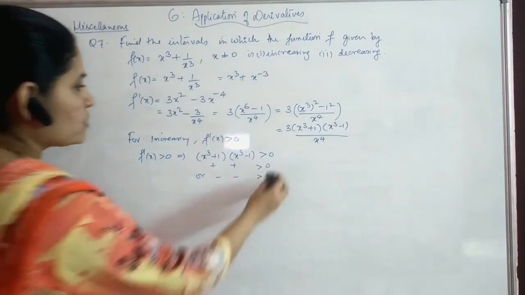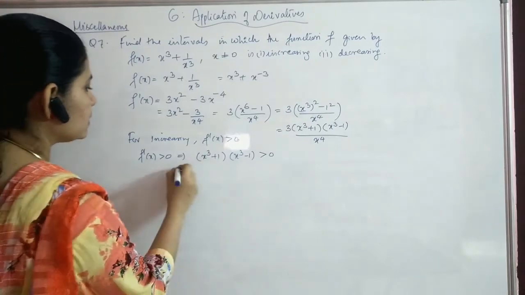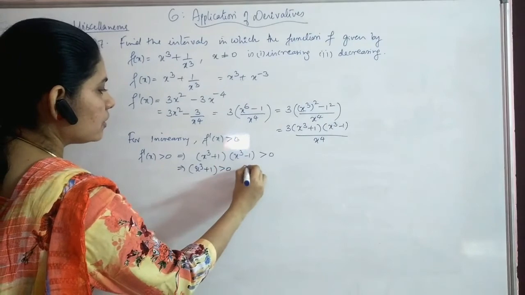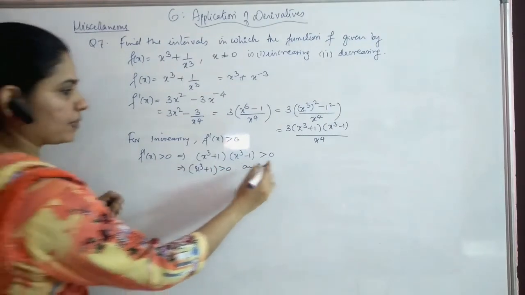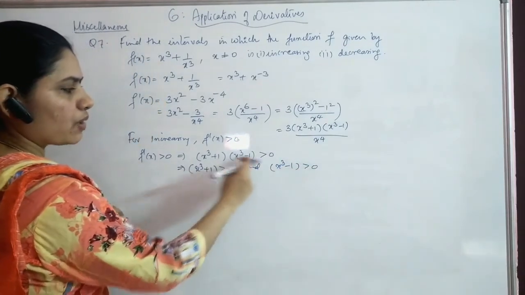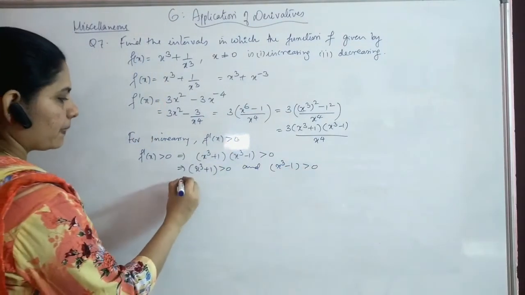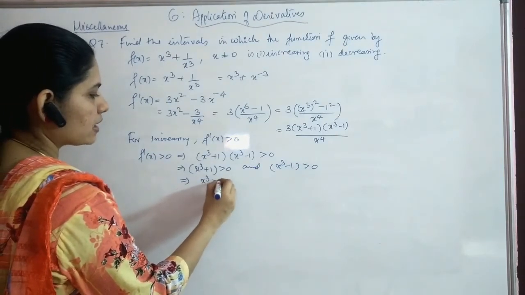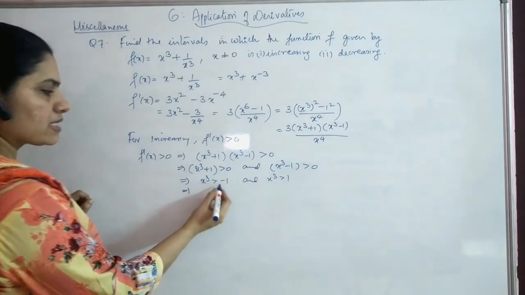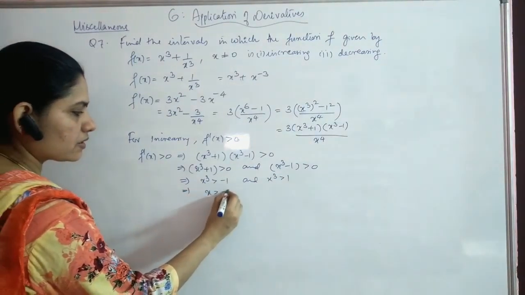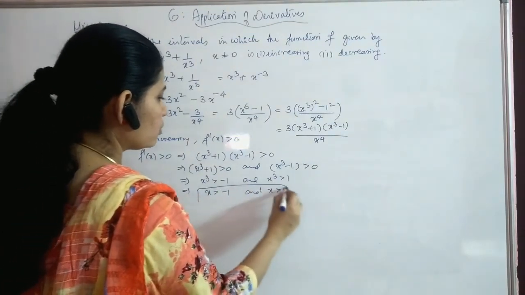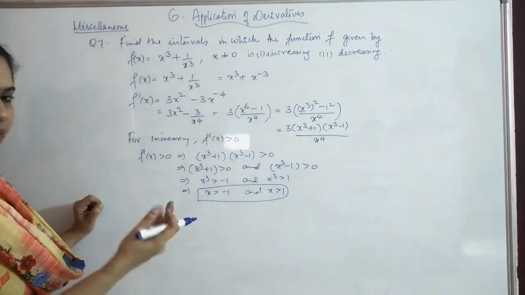So I'm just taking this as: this implies x cube plus 1 greater than 0, and together x cube minus 1 is greater than 0. If both are positive, the product will be positive. From this you will get x cube is greater than minus 1 and x cube is greater than 1. If x cube is greater than minus 1, x is also greater than minus 1, and x is greater than 1. So here you have got two things which we can combine.